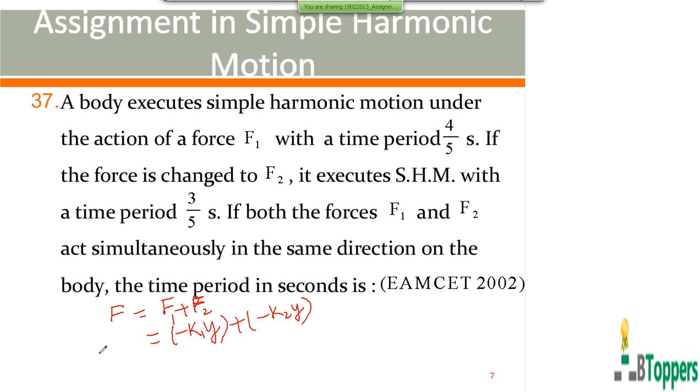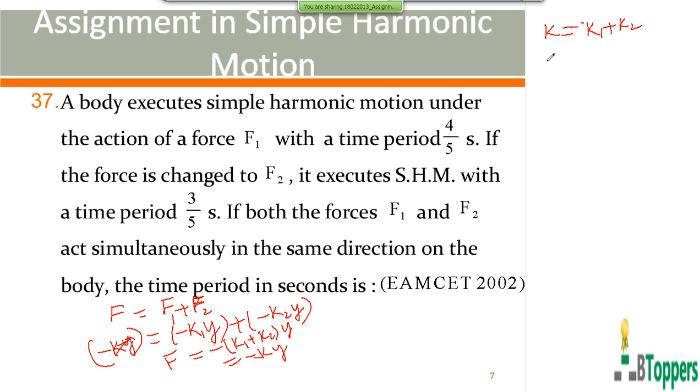So let K be the force constant of the oscillation when the body is under the action of both the forces. That means that both the forces you can treat as one force given by F equal to minus (K1 plus K2)y or minus Ky. So effective value of the force constant for oscillations can be K1 plus K2.